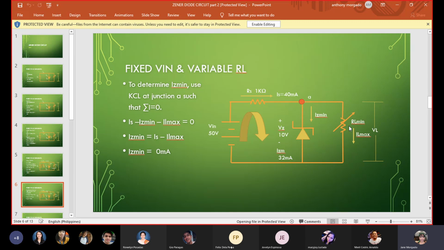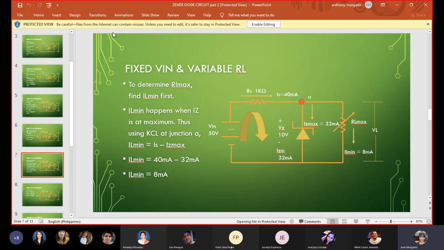Now, it's time to determine RL max. To determine RL max, what is the maximum resistance na pwede kay RL na hindi naman puputok si Zener diode? Actually, hindi pa ako nakakitang may pumutok na diode. Matibay talaga ang mga diodes. May nakita na akong pumutok na capacitor, IC. Nasunog na resistor pero hindi pa ng diode. Ayun.